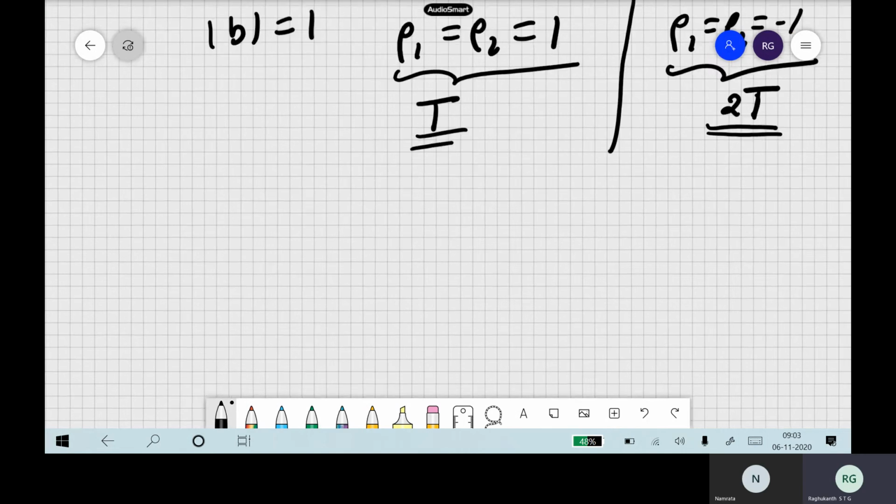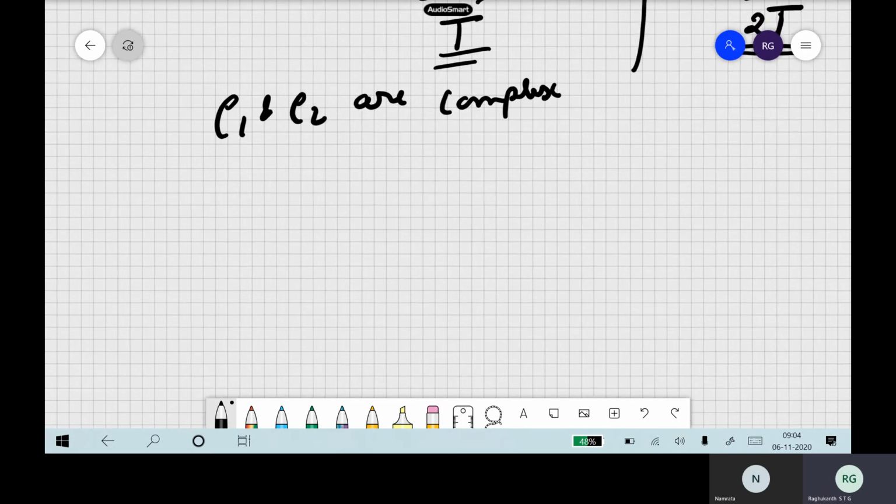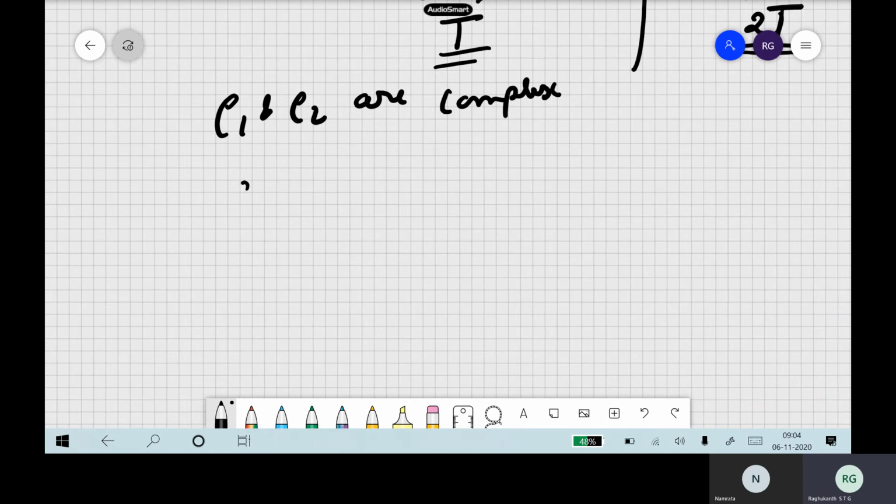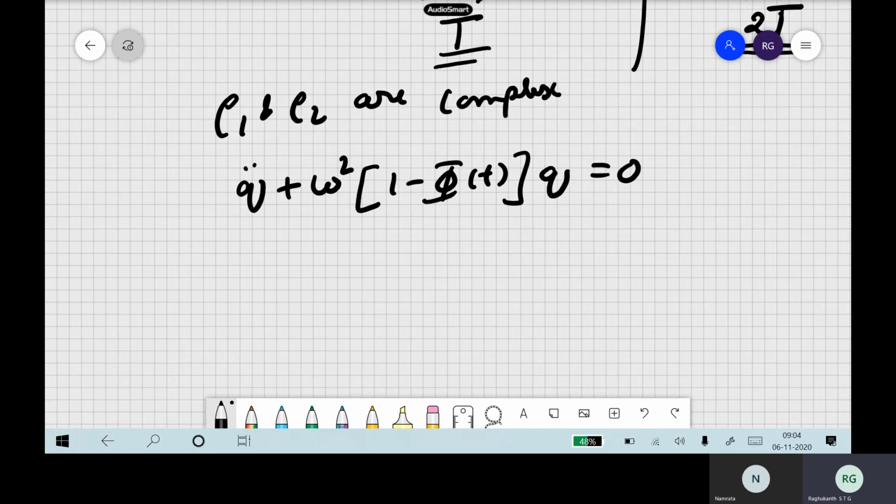And suppose rho 1 and rho 2 are complex, then no need to worry, which means our solutions are stable, so no divergence is possible. This is what we discussed in our last class, and we have done one example problem, where q double dot plus omega square times 1 minus phi of t times q equals 0.